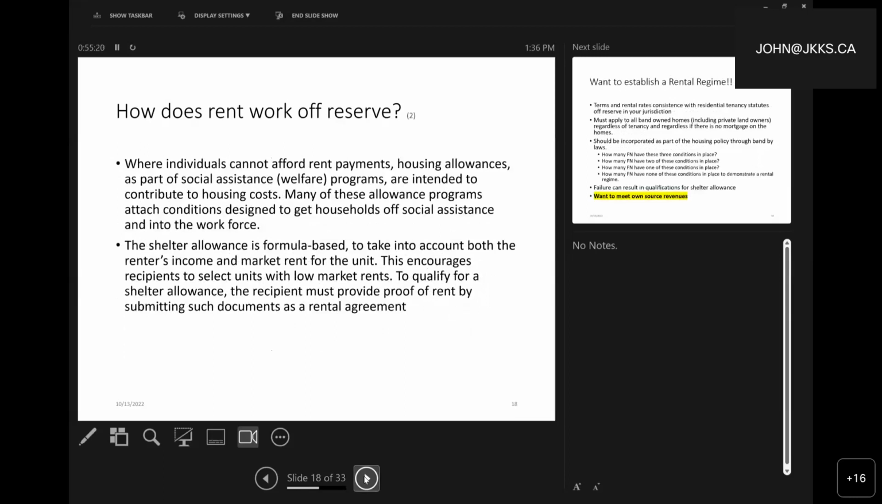So as I mentioned, shelter is a big player, and it's based on a formula. The same formula that is used off reserve, which is embedded in provincial regulations, is applied the same on reserve as well.